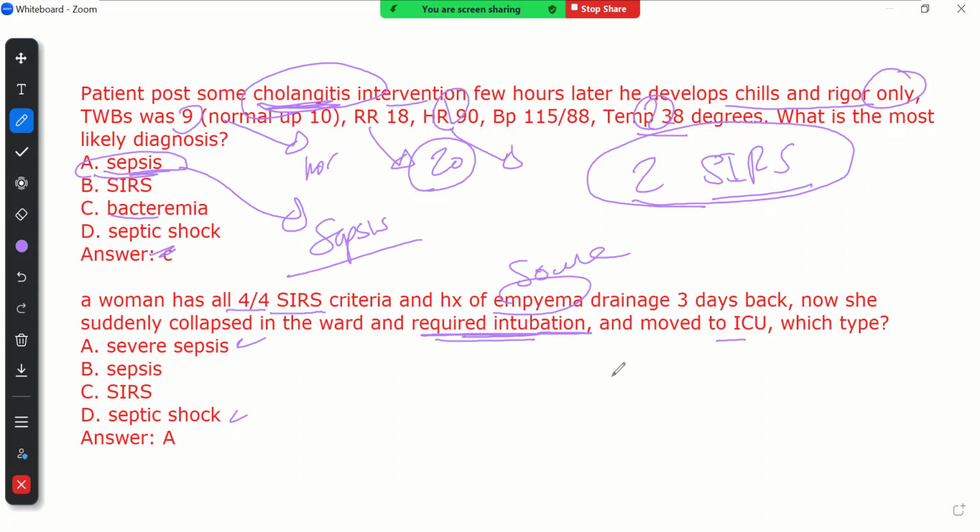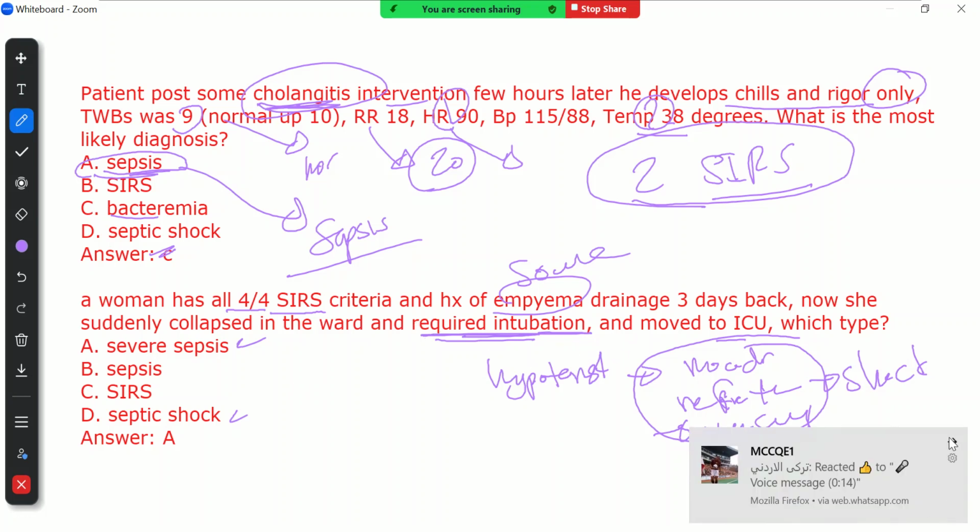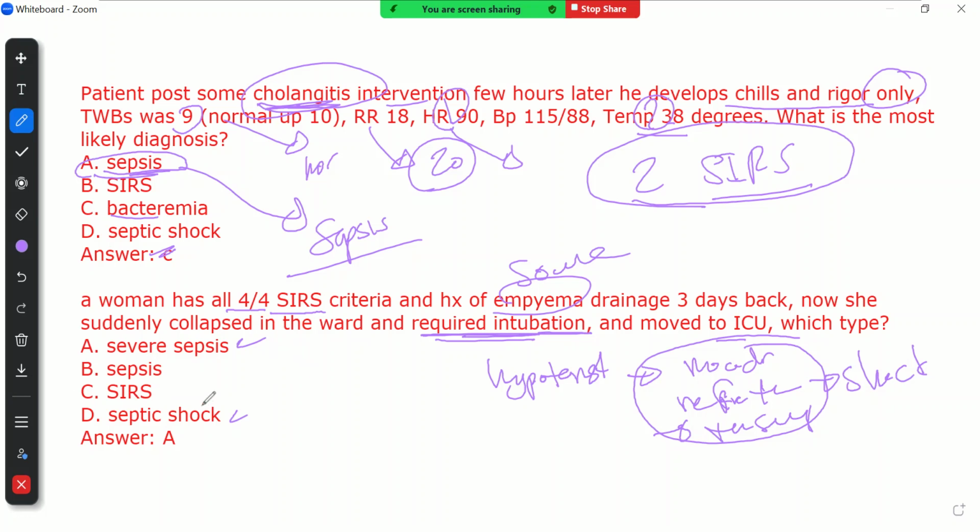Both of them have hypotension. The difference between severe sepsis and septic shock is that if they mention that they use noradrenaline or refractory hypotension, like they give 3 to 4 liters of fluid and the patient didn't respond, or use another vasopressor, this is a criterion for septic shock. If they didn't mention it and only say that the patient collapsed, it is severe sepsis. So we will go with answer A.